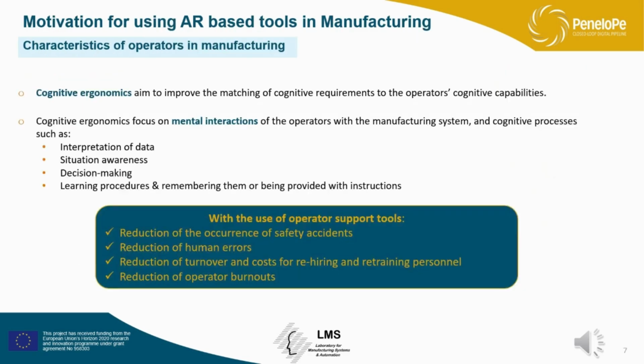Augmented reality can also provide benefits towards operator support in manufacturing, focusing mainly on cognitive ergonomics. Cognitive ergonomics aims to improve the matching of cognitive requirements to the operator's cognitive capabilities. It focuses on the mental interactions of the operators with the manufacturing system, and cognitive processes such as interpretation of data, situational awareness, decision-making, learning the procedures and remembering them, or being provided with instructions.